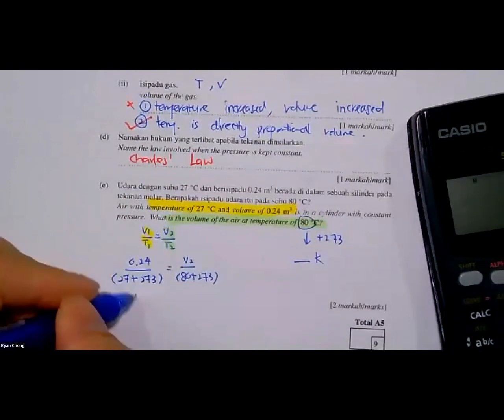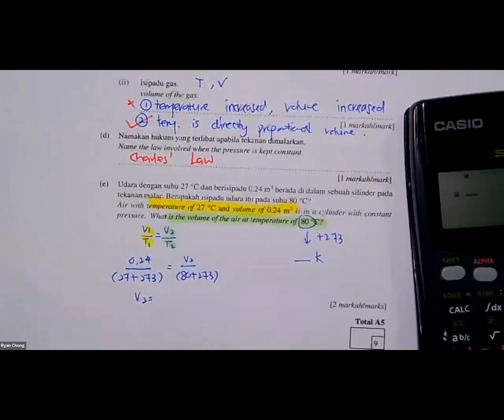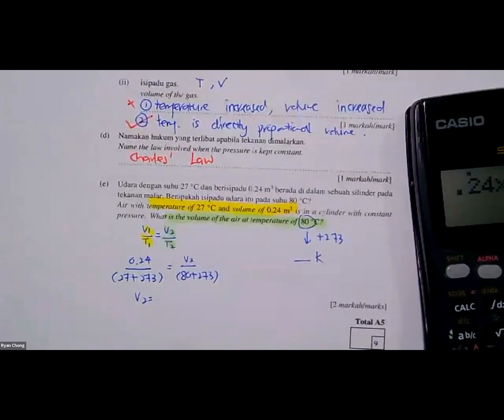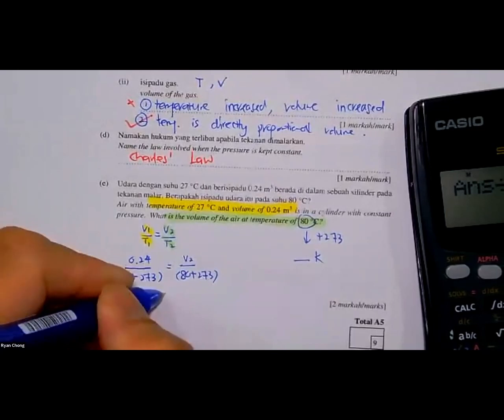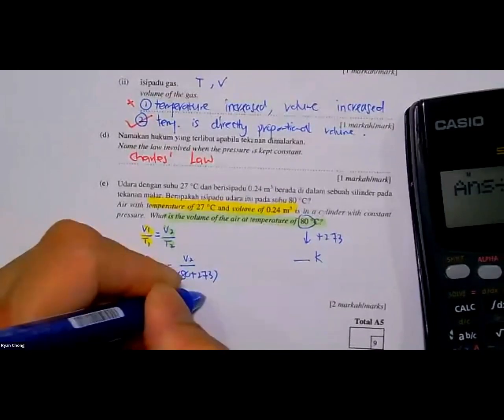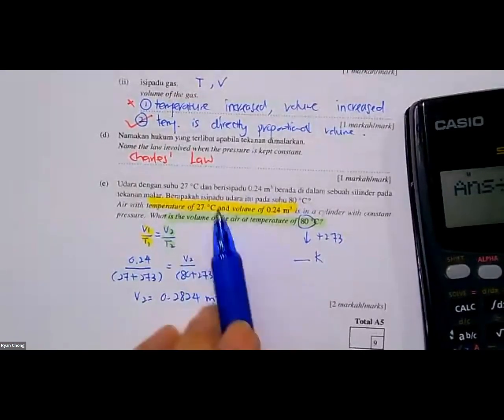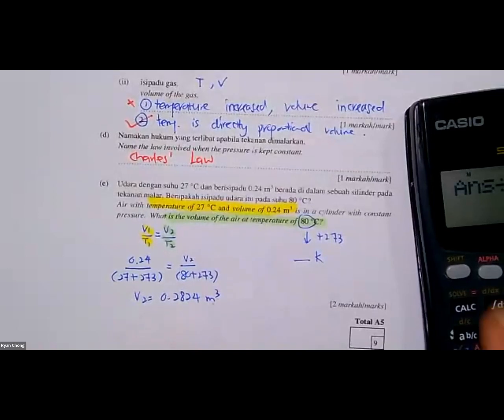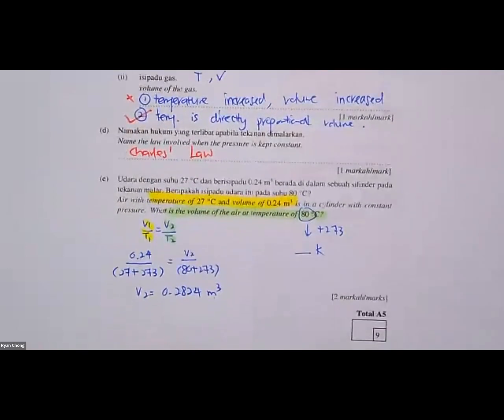So your volume will be 0.2824 meter cube. Why meter cube? Because it follows here meter cube, here meter cube also. So remember, gas law has to use temperature in Kelvin unit. Cannot use degrees Celsius. If not, sure a lot of problems and wrong answer.